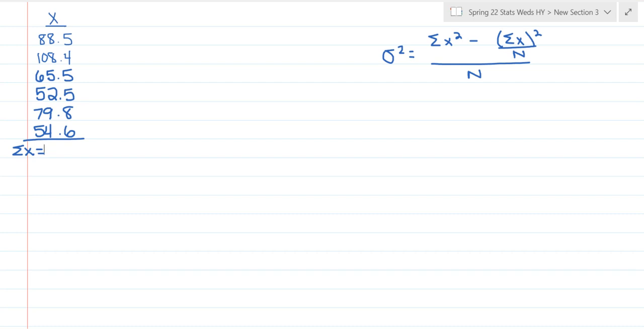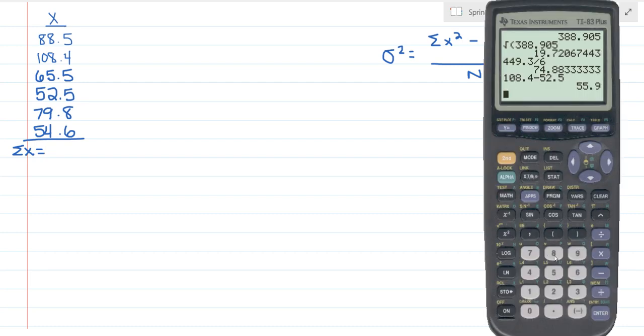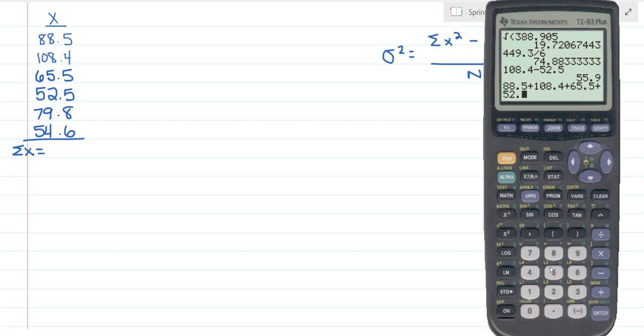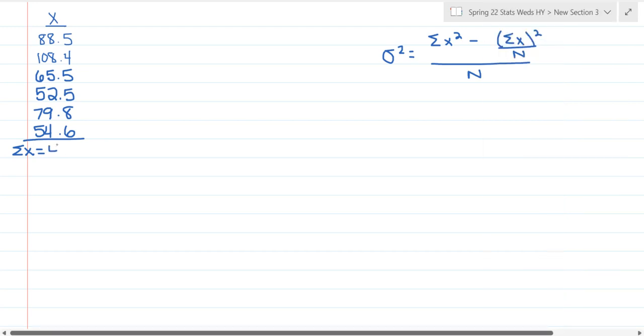We just add this column here. So I'm going to go ahead and add that. 88.5 plus 108.4 plus 65.5, 52.5, 79.8, 54.6. So 449.3 is my sum of x.